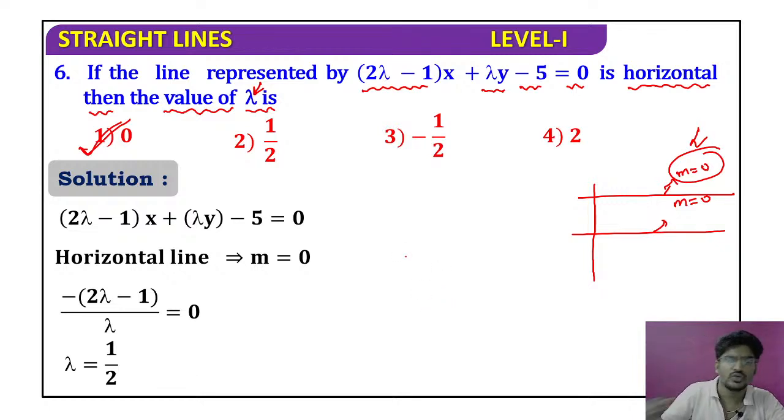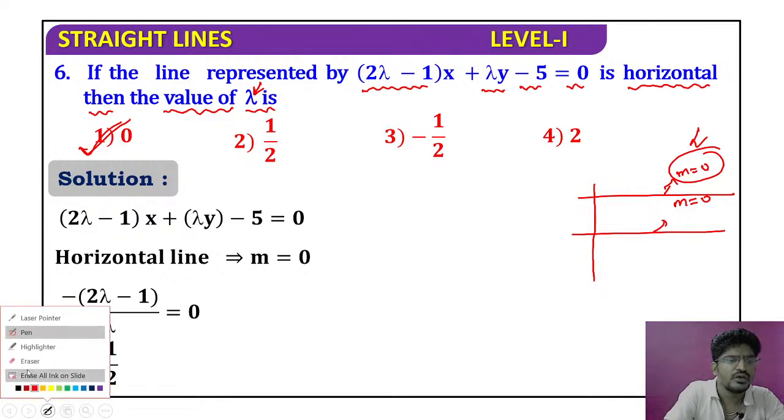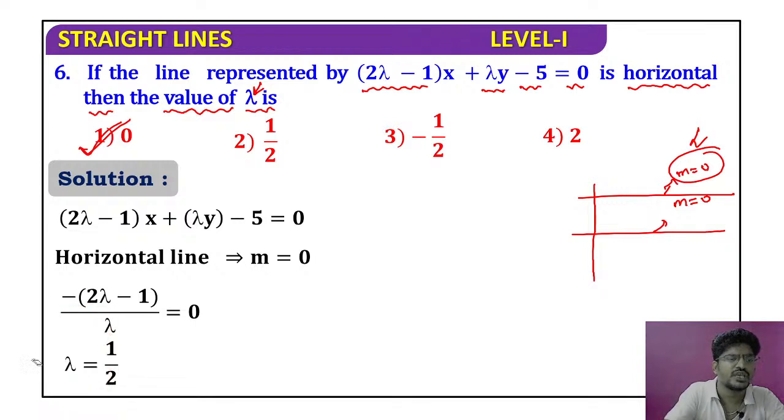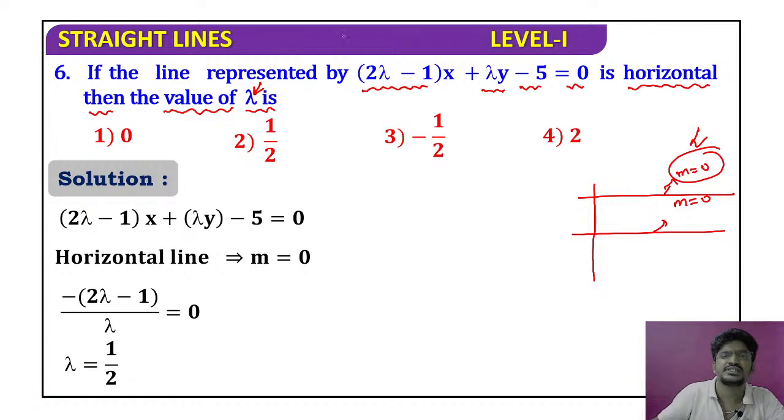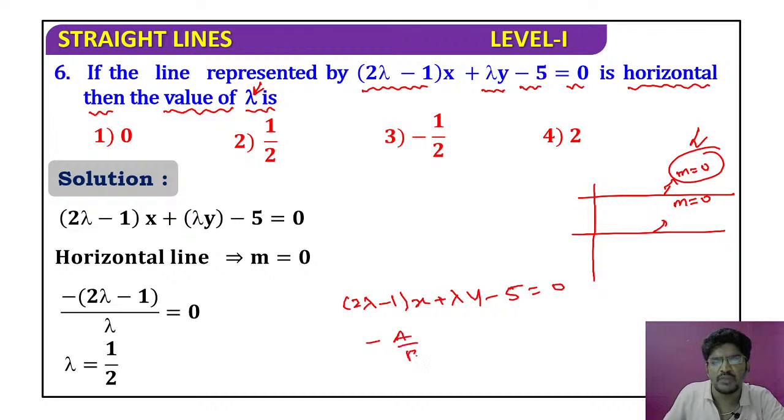So what you have to do? You see here, using that slope equal to 0, now you find your lambda value. Okay, so how to find that lambda value? Just see this equation, that is 2 lambda minus 1 into x, lambda y minus 5 equal to 0. Use the formula m equal to minus a by b. So write minus as it is, and the a value is 2 lambda minus 1, divided by the b value, which is lambda.